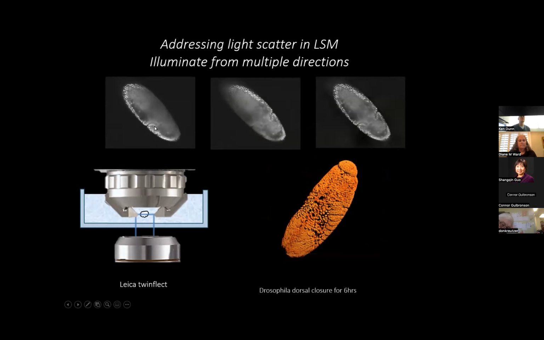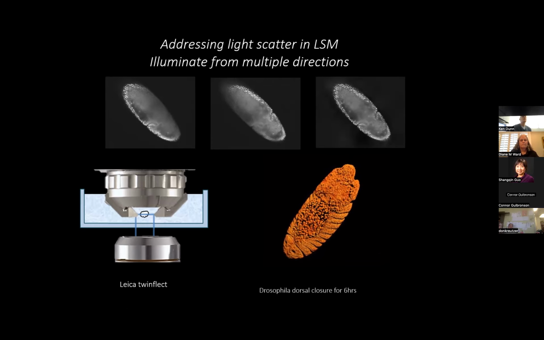This is what the illumination looks like from one side. This is what the illumination looks like from the other side. This is what the illumination looks like from both sides. And you can see darkness in the middle. We'll get back to that in a second. And this is the same kind of volume that was collected using the Twin Flect system. We worked with this thing a little bit. I have some thoughts about it. We can share probably offline.